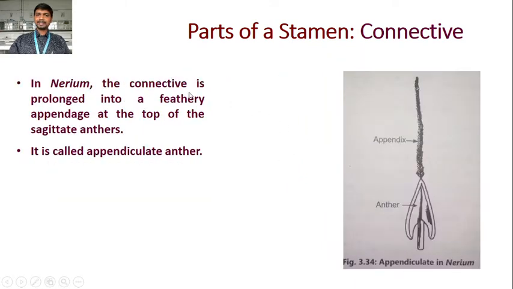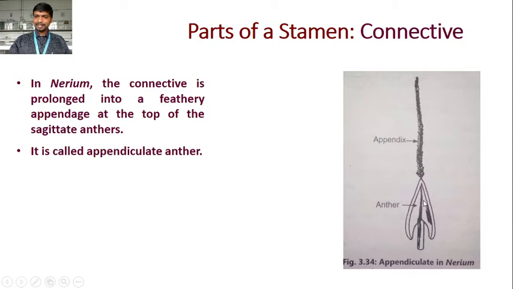In Nerium, the connective is prolonged into a feathery appendage at the top of the sagittate anther. So here the connective possesses a feathery appendage. Such type of connective is appendiculate, found in Nerium. Okay, so the connective is prolonged into a feathery appendage at the top of a sagittate anther.